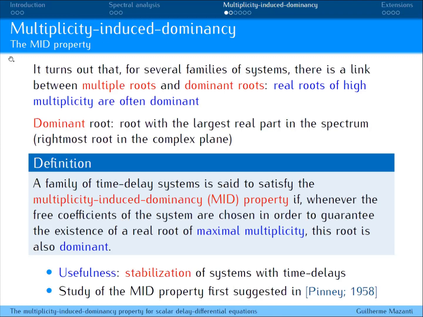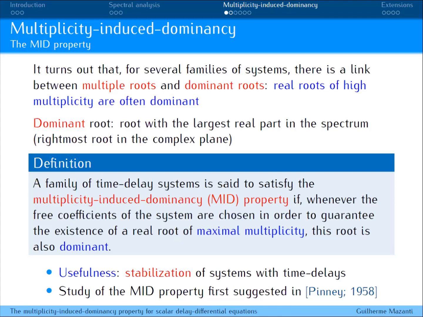And so we're going to say that a family of time delay systems, depending on some parameters, satisfies the multiplicity-induced dominancy property, which I'm going to call MID in the sequel, if whenever I choose the free coefficients of the system to guarantee the existence of a real root of maximum multiplicity, this root is necessarily going to be dominant. And so this is a very useful property for the stabilization of systems with time delays.